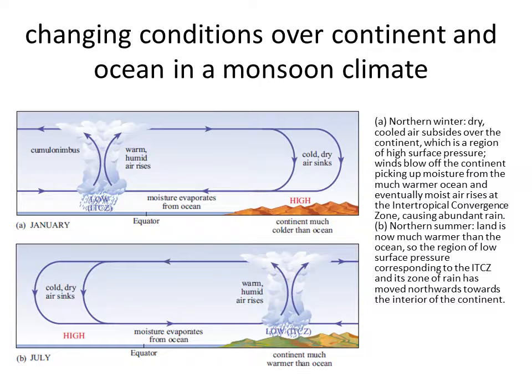Northern summer. Land is now much warmer than ocean, so the region of low surface pressure corresponding to the ITCZ and its zone of rain has moved northward towards the interior of the continent.